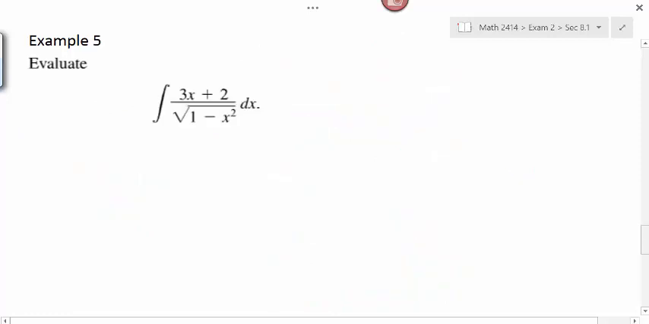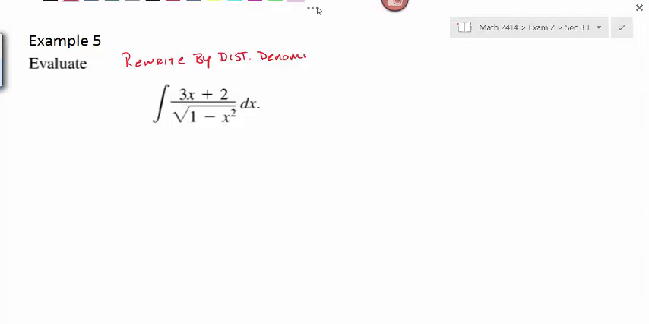The next problem is example 5. In example 5, we're asked to evaluate the integral of 3x plus 2 over the square root of 1 minus x squared dx. Notice we have a single expression in the denominator. We can separate, or let's say distribute, the denominator. So we're going to rewrite this integral by distributing the denominator and see if we can solve the problem that way.